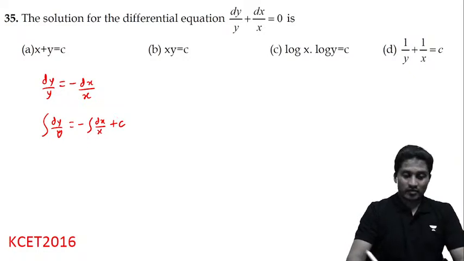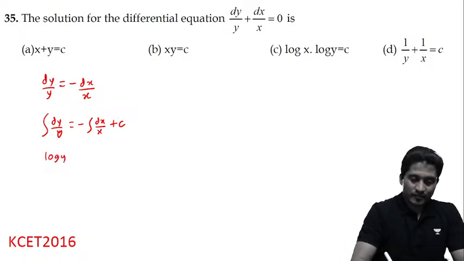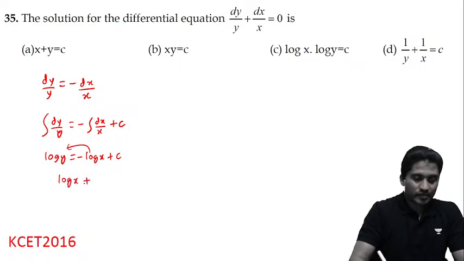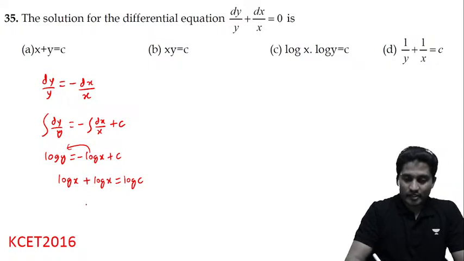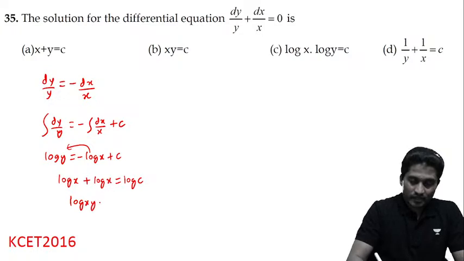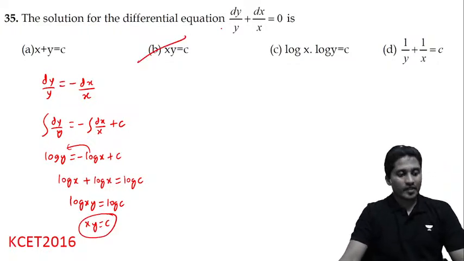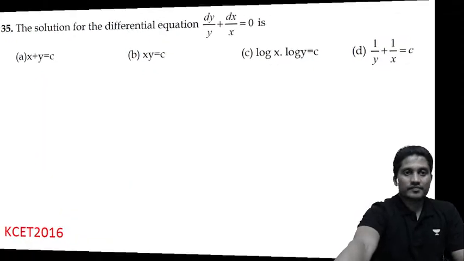right? So integration of 1 by y is log y, equal to minus integration of 1 by x is log x plus c. You shift on the left side, you will get log x plus log y, right? C can be written as log c, right? So log m plus log n is log m into n. So I can write this as log x into y equal to log c. If I equate the corresponding values, you get x into y is equal to c. That is option D. Right? Let's move to the next question.